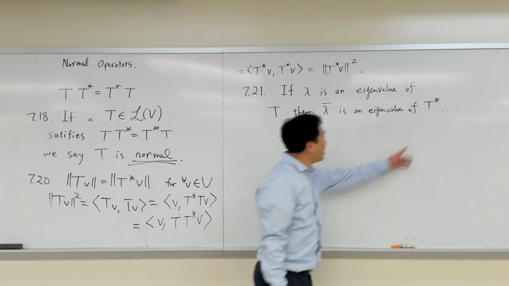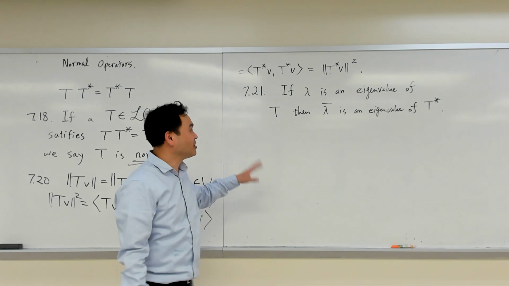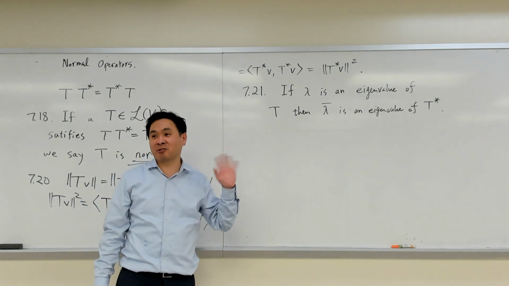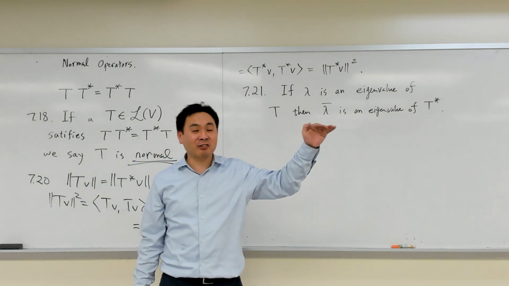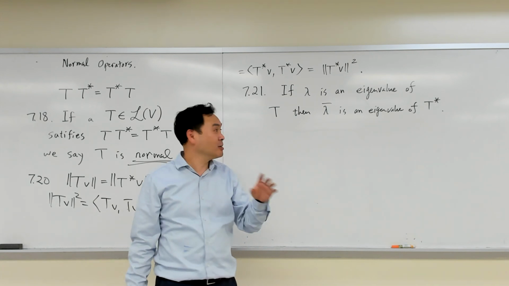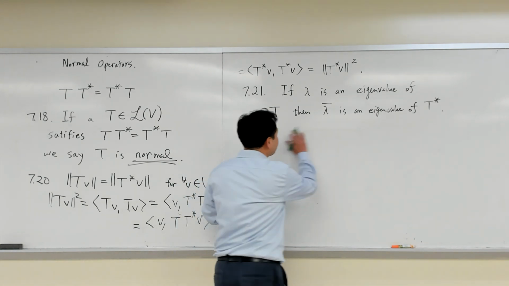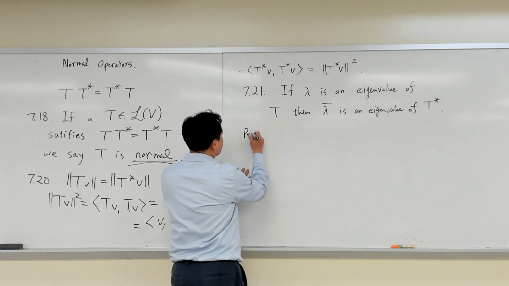I'm kind of questioning whether we need normal for this or not. See, T adjoint is complex conjugate transpose. Oh, wait. If it's just transpose, we don't know what the eigenvectors are, right? If it's complex conjugate, then we know that the eigenvalues will be just complex conjugates, right? So we do need normal. Okay, let's try to prove this.